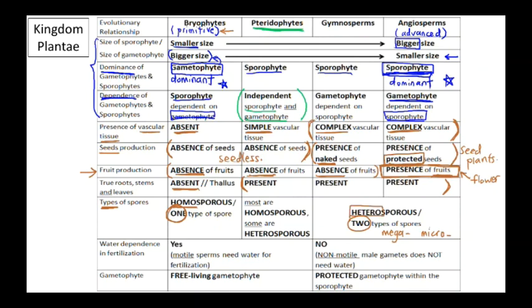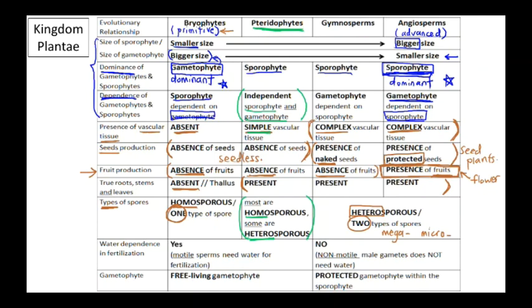If you look at Pteridophytes, being in the middle, they consist of both homosporous as well as heterosporous plants. Most of the Pteridophyte plants are homosporous. They only consist of one type of spore. But some can be heterosporous. They will produce two types of spores. So you can see Pteridophytes being in the middle. It has a mixture of both primitive and advanced land plant characteristics.